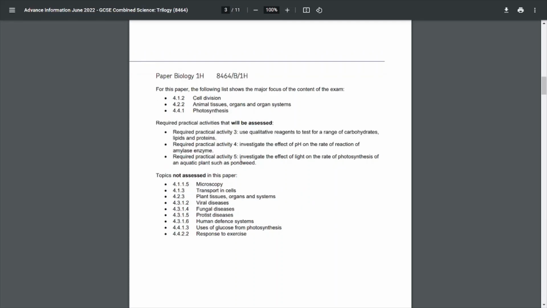So Combined Science Higher, this isn't a major focus of your exam, and viral, fungal and protist diseases as well as human defense systems have been taken out, but the rest of it could be examined, you don't know. But these four you can skip because they're definitely not coming up.